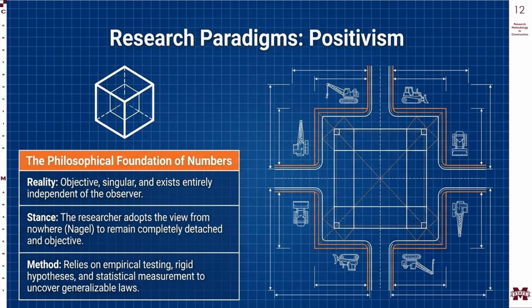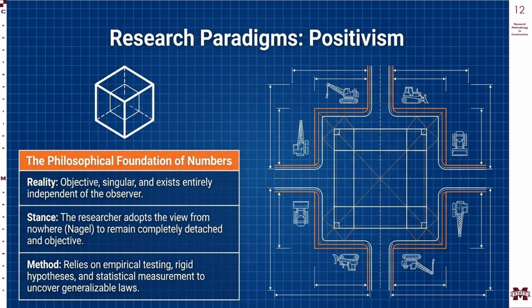A paradigm is your basic worldview about what reality is like and how we can know about it. Positivism lines up closely with the traditional scientific method. It assumes that reality is objective and exists independently of us. The positivist aim is to discover general laws and test existing theories using hypotheses and empirical data.